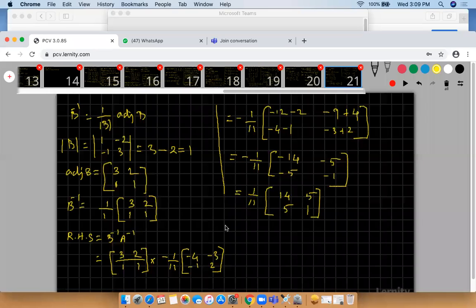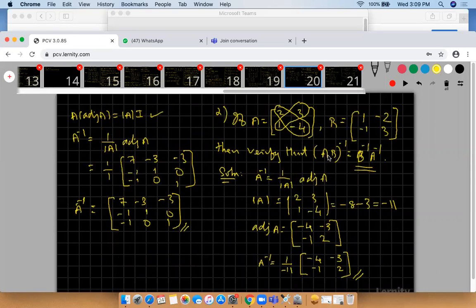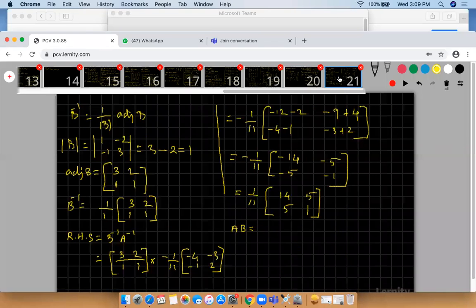Come to the LHS. What is actually LHS? Before going to the LHS, find your AB. The meaning of this is, left hand side is AB the whole inverse. First of all, find AB and find the AB the whole inverse. Okay. So to find that LHS, find AB. Actually, what is your A? What is your B? Your A is [2, 3; 1, -4]. Okay. And B is [1, -2; -1, 3]. Okay. So multiply these two.